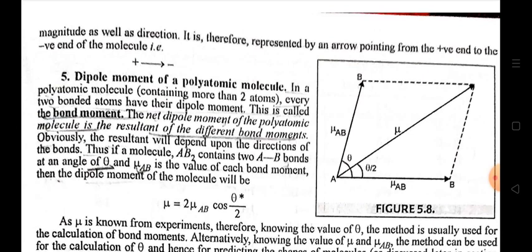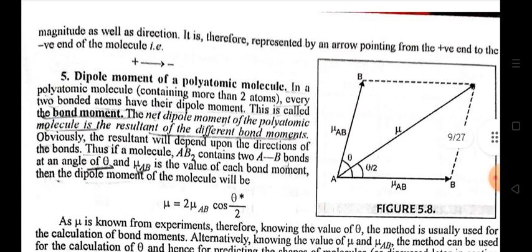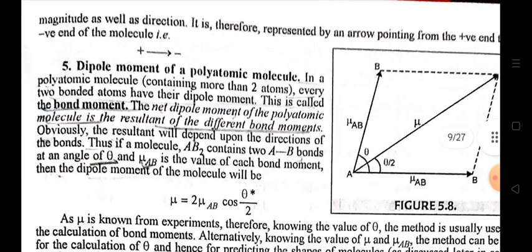Dipole moment of a polyatomic molecule. In a polyatomic molecule containing more than two atoms, every two bonded atoms have their dipole moment. This is called the bond moment. The net dipole moment of the polyatomic molecule is the resultant of the different bond moments. Obviously, the resultant will depend upon the direction of the bonds. Thus, if a molecule AB2 contains two AB bonds at an angle of theta, and mu AB is the value of each bond moment, then the dipole moment of the molecule will be mu = 2 mu AB cos(theta/2).